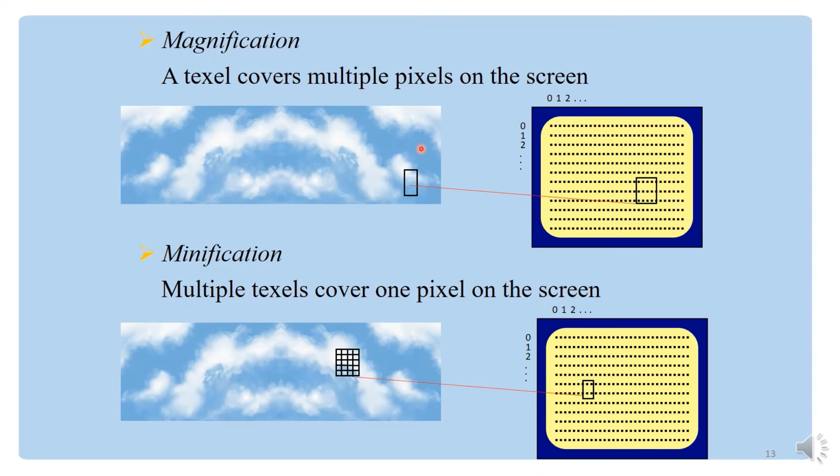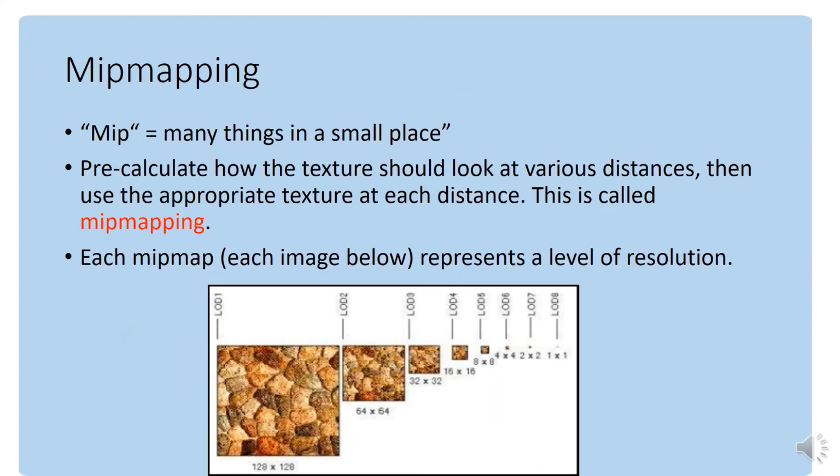While minification refers to the process of having multiple texels cover only one pixel on the screen. Here we have multiple texels on this texture, and multiple texture elements are going to cover only one pixel on the screen. So this is the difference between magnification and minification.